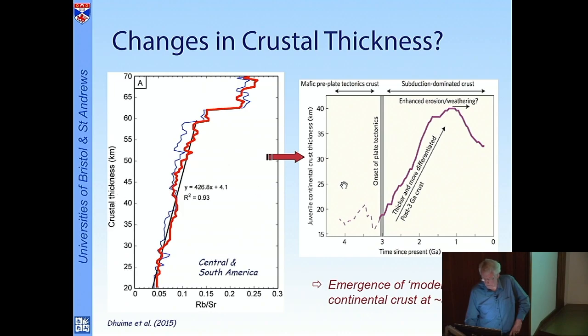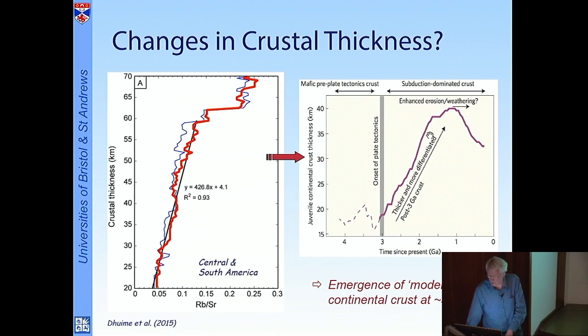Formally, you should only really do it once you think subduction's starting, because this is a subduction terrain, in which case you would start here, and as Rb/Sr increased, then from this graph, thickness would increase until you got to crustal thicknesses heading up towards 40 kilometers. So it's a way of saying, what can we look for in global databases that might tell us how these things are happening? It implies relatively thin crust at the site of crust generation before 3 billion, and the change in Rb/Sr is associated with this increase in crustal thickness as you go through to 1.5 billion years ago.